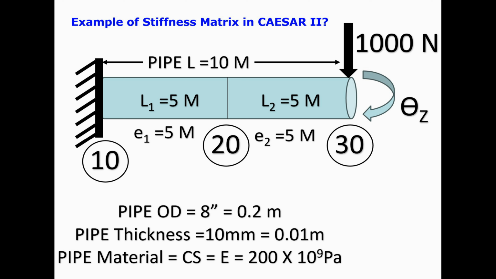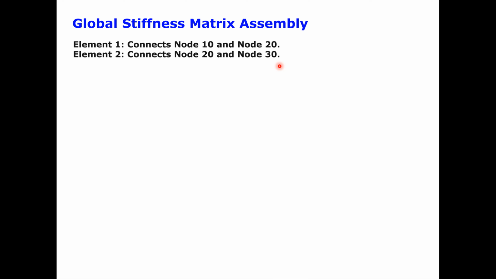The global stiffness matrix K will be a 6 by 6 matrix, meaning 2 degrees of freedom per node, and we have 3 nodes. Each element's local stiffness matrix is transformed into the global coordinate system and added to the respective degrees of freedom.